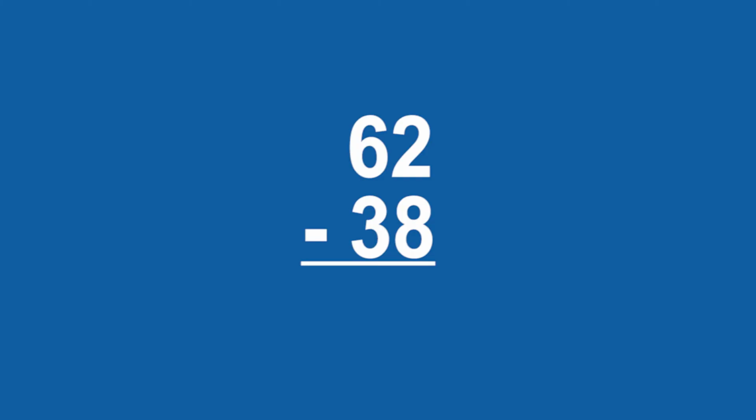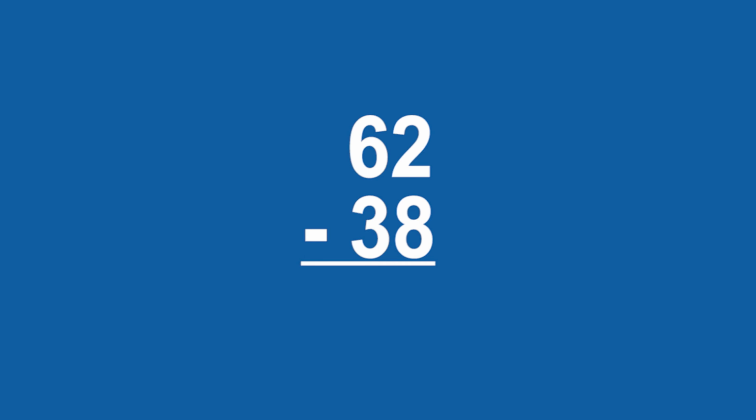If we want to solve the problem 62 minus 38, we will quickly see that we come across a roadblock. We cannot do 2 minus 8 because the bigger number is on the bottom and you can't take away more than you have. Luckily, our neighbor in the tens place is a 6 and we can borrow from it. The 6 represents the number 60 because it's a 6 in the tens place.